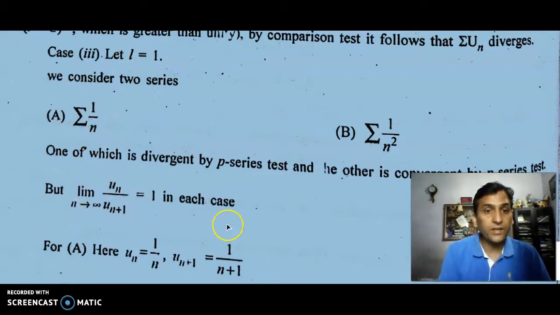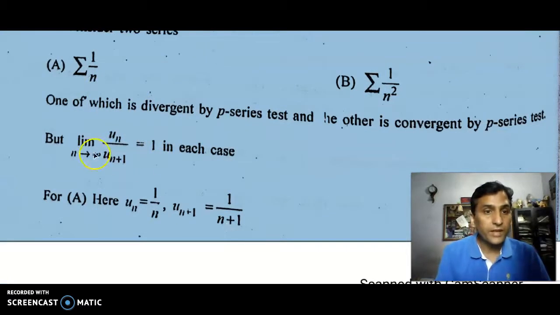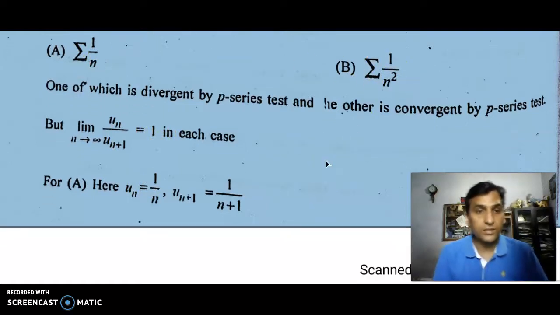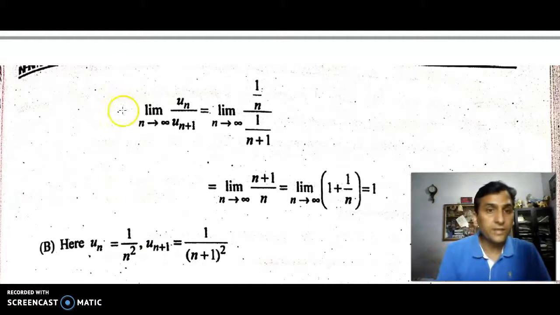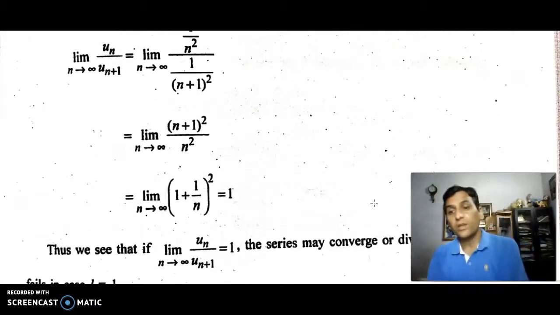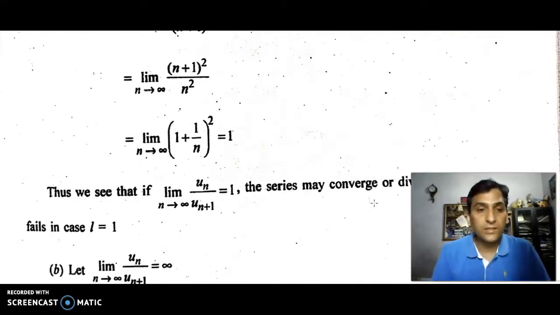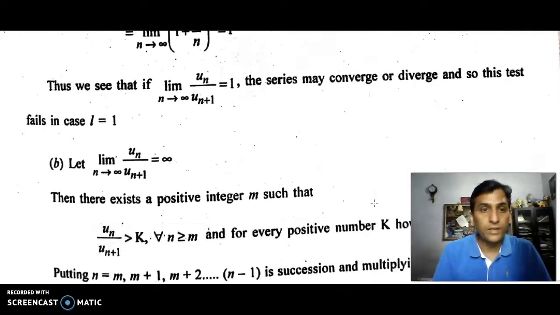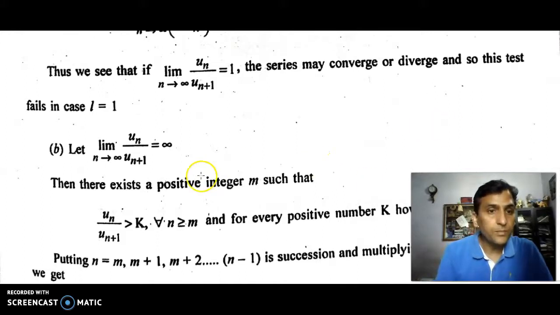When I take the ratio of these two, I get 1. But this one is divergent and this one is convergent. So I take the limit, and again I am getting 1. In the other case too, I am getting the limit 1. So in the case of a convergent series and in the case of a divergent series, I am getting the ratio 1. So when the limit is equal to 1, we can't say anything about whether the given series is convergent or divergent. Okay. Then next is part B.